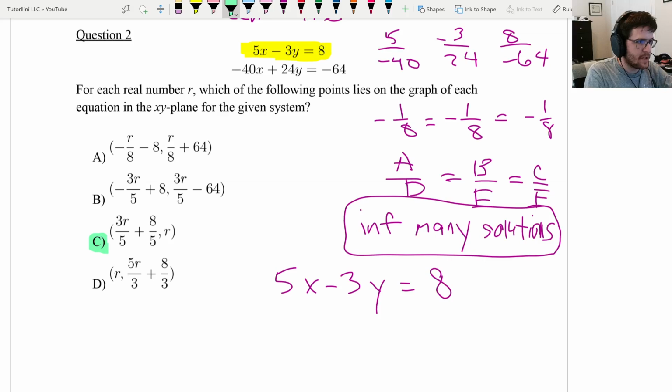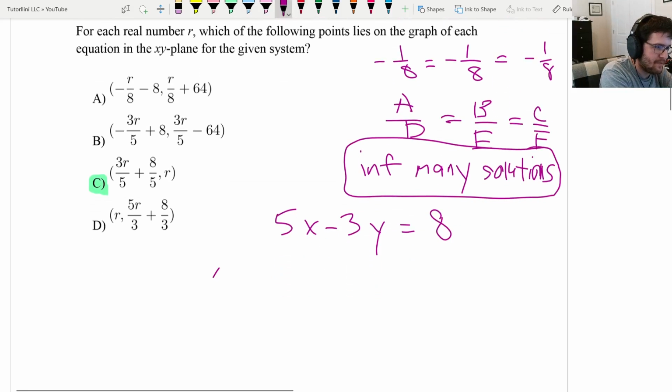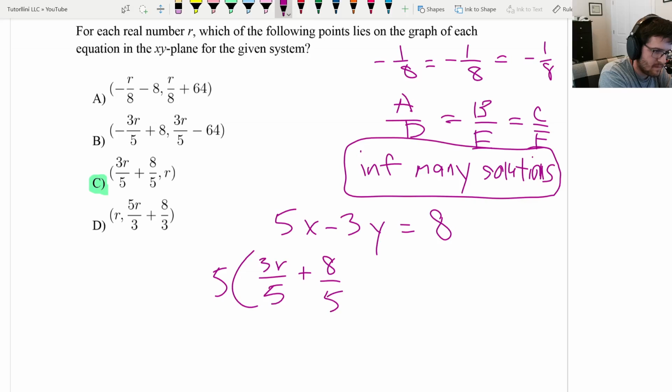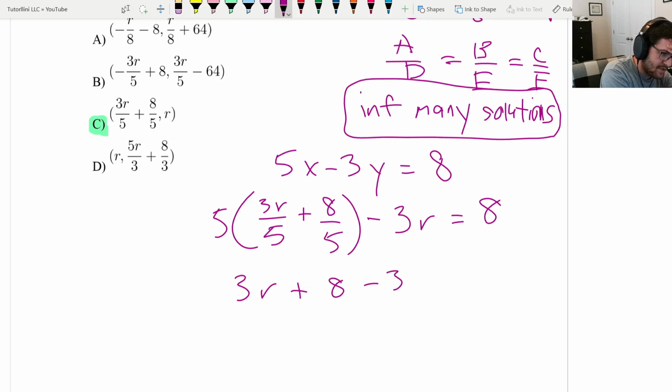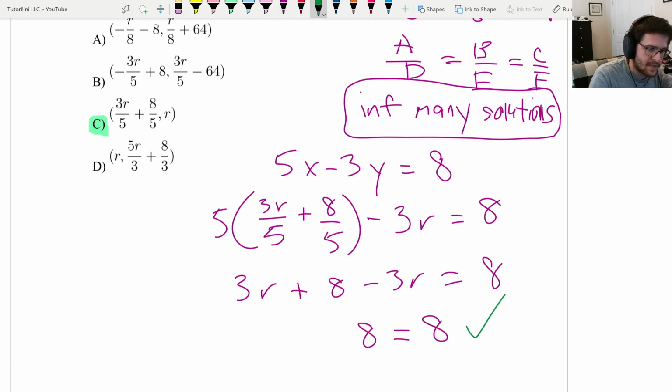So what we're going to do is plug in that x and y coordinate. So 5 times (3r over 5 plus 8 over 5) minus 3, and then y is just r, equals 8. Okay, I get 3r plus 8 minus 3r equals 8. 3r minus 3r goes away, so I get 8 equals 8. So this one is good. It's true all the time.